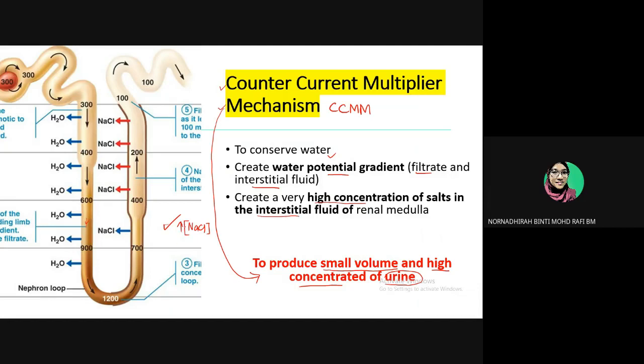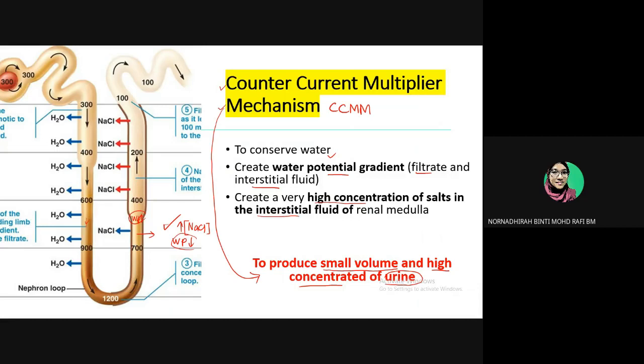Sebab apa? Bila high concentration of NaCl, meaning that water potential is low, right? Okay, water potential is low. So what will happen? Bila kita compare, water potential yang tinggi adalah di dalam filtrate ni. So bila kat sini ada perbezaan, water can diffuse from the region where it is high water potential out to the lower water potential by osmosis. So dia akan keluarlah daripada high water potential to the lower water potential. Saya harap you guys boleh follow kat sini.